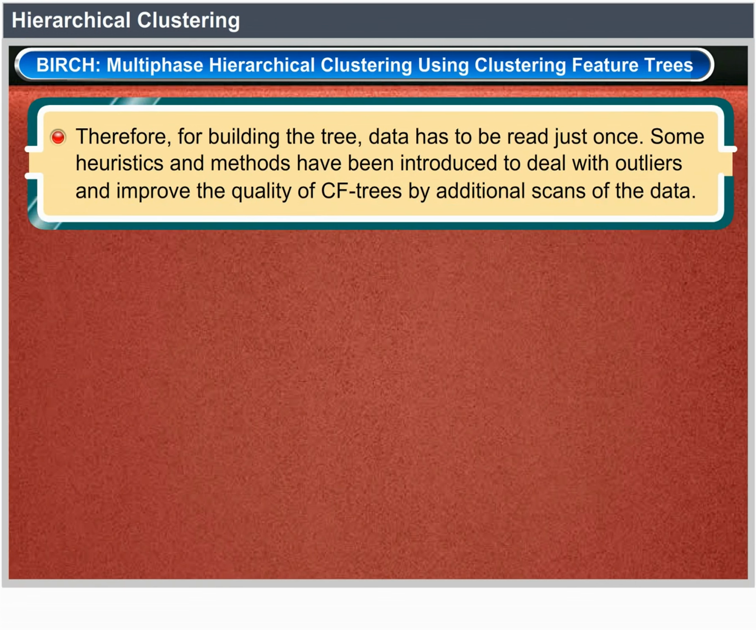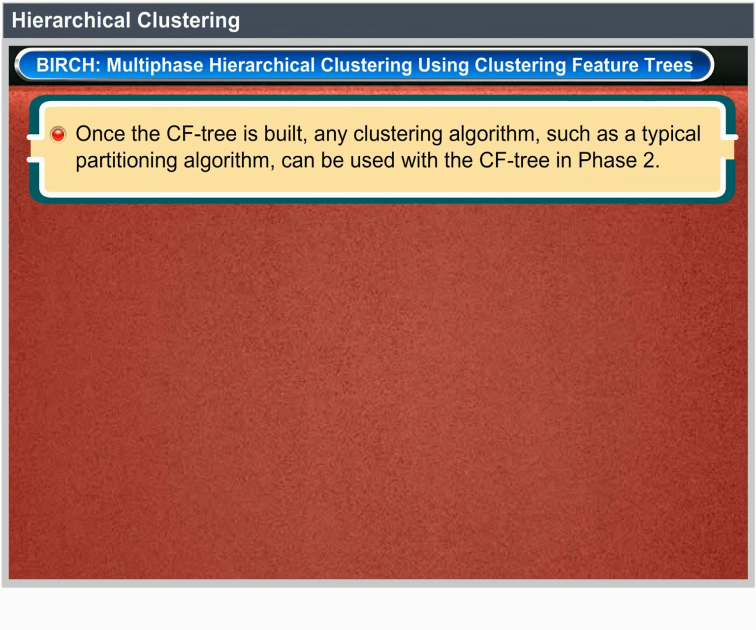Some heuristics and methods have been introduced to deal with the outliers and improve the quality of CF trees by additional scans of the data. Once a CF tree is built, any clustering algorithm, such as a typical partitioning algorithm, can be used with the CF tree in Phase 2.